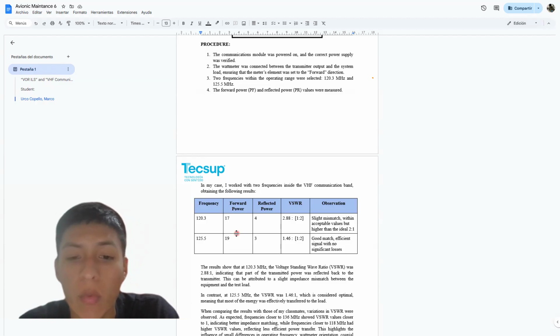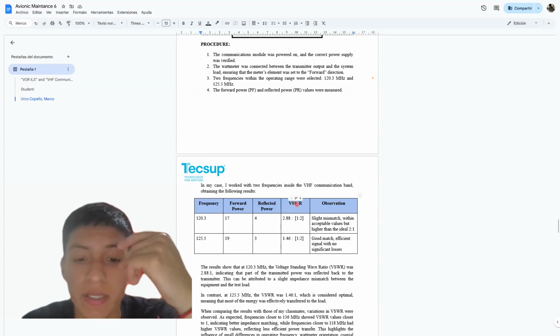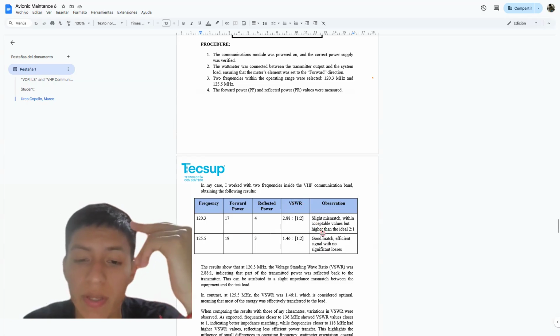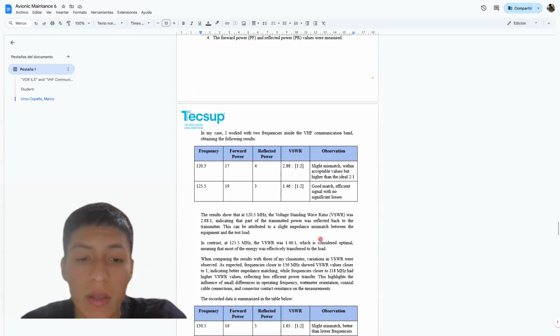In this case, I obtained 1.46, which indicates good impedance matching and effective power transfer. These data helped me understand how important it is to maintain low reflection values to ensure clear and reliable communication.